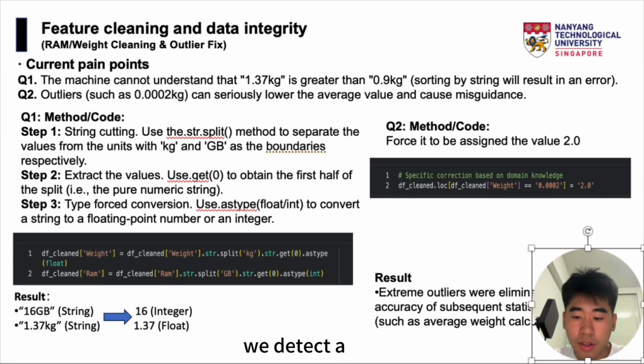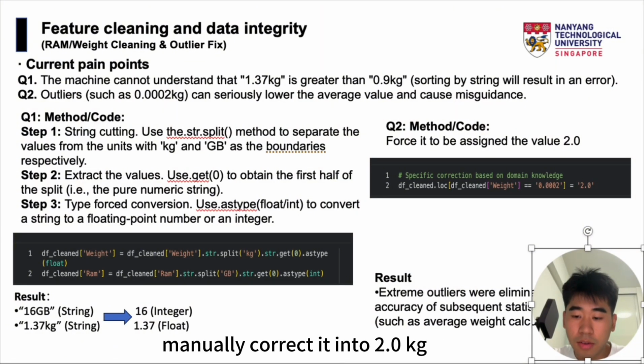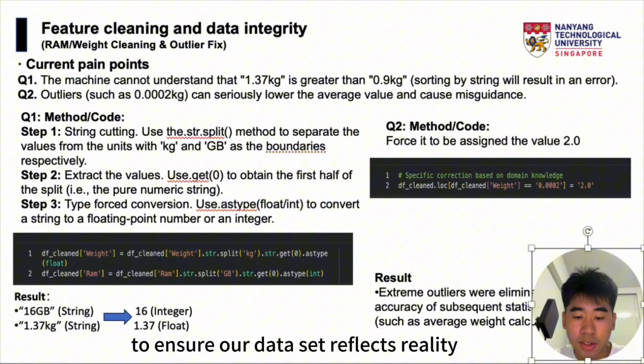During this process, we also focus on data integrity. We detect an outlier in the weight column. A laptop listed as 0.0002 kg, which is just 0.2 grams. Physically, this is impossible. We identify this as a data entry error and manually correct it to 2.0 kg to ensure our dataset reflects reality.